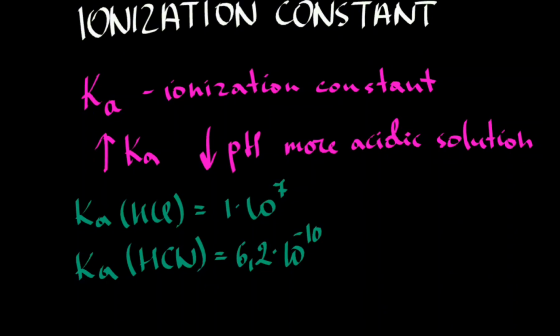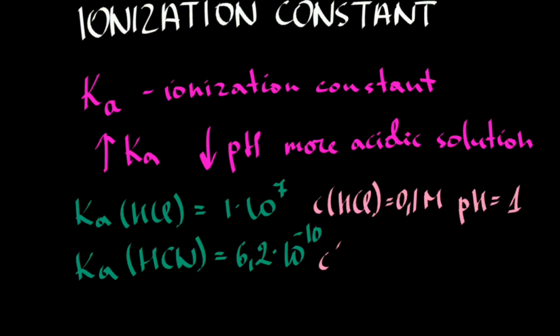pH depends on the molar concentrations, because different amounts of hydrogen ions will be produced in ionization. If we take 0.1 molar concentration of hydrogen chloride and hydrogen cyanide, their respective pH will be 1 and 5.1. pH depends on the ionization constant. The higher the constant, the more hydrogen ions will be in the solution, and the lower the solution pH will be.